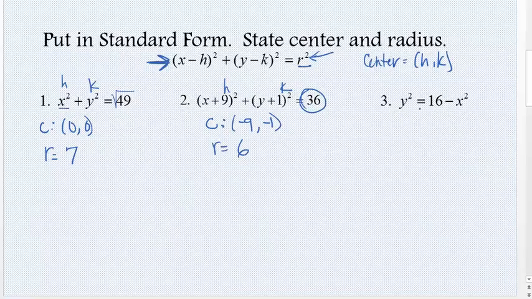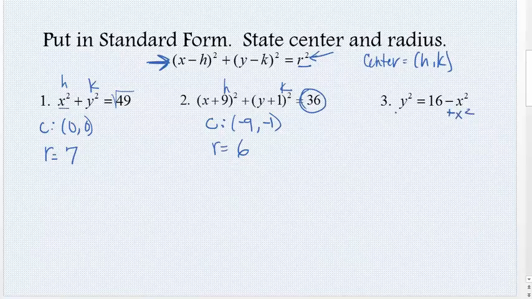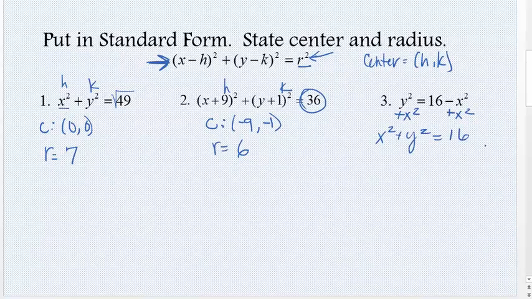Number 3, it's not in the right format because x squared and y squared are not on the same side of the equal sign, so I need to put it in standard form. So what I'm going to do is move that x squared over and rewrite it. Now it's in standard form for circles, as long as all the squared terms are on one side and the constants are on the other side.